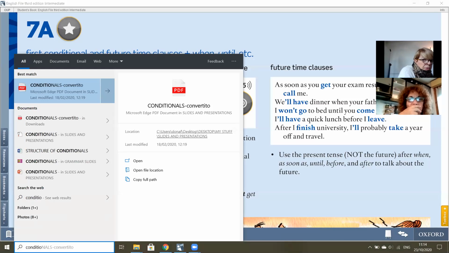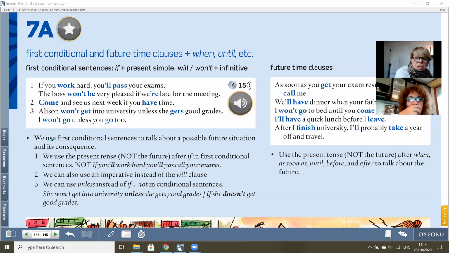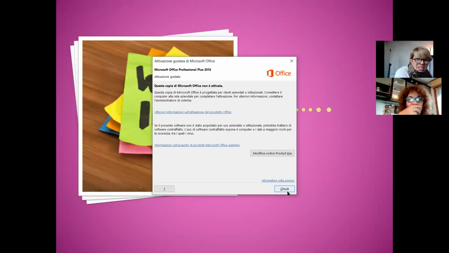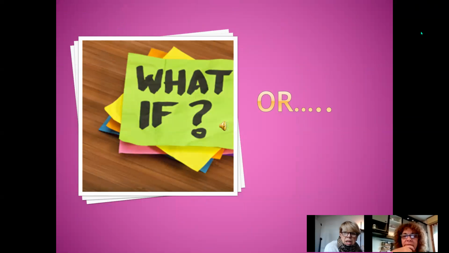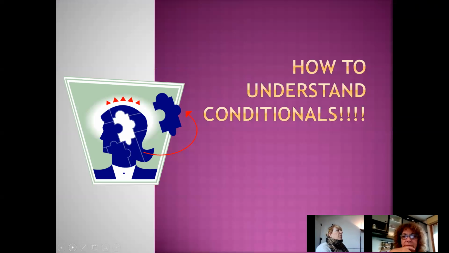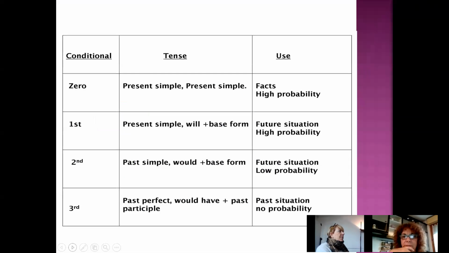But actually, before getting into the book, I'll let you see this presentation. Okay, Anna, do you see that? Yes. Okay, so if you could read one slide each, and then we discuss each slide we are getting into. Okay, how to understand conditionals.